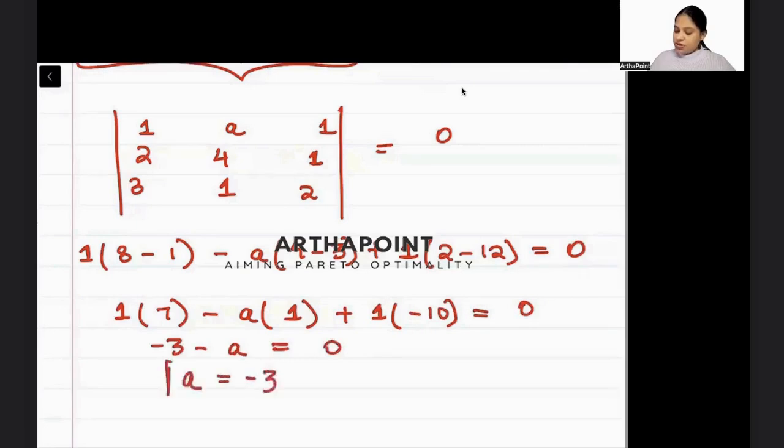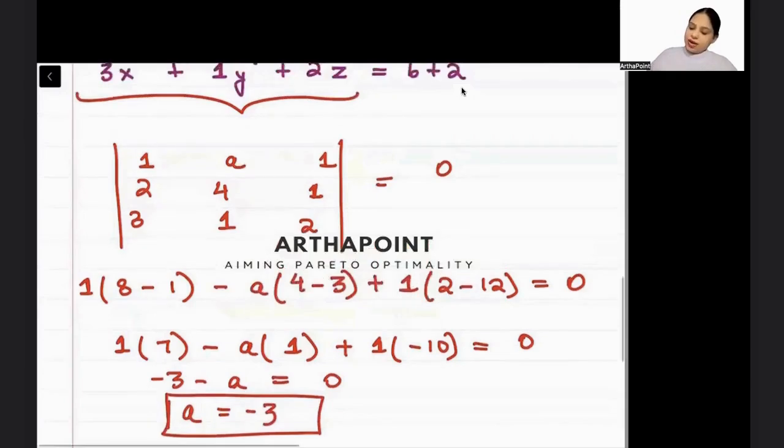a equal to minus 3. ये हमारा part 1 हो गया. We have found the value of a.